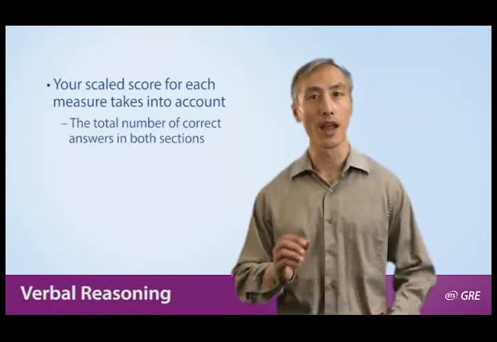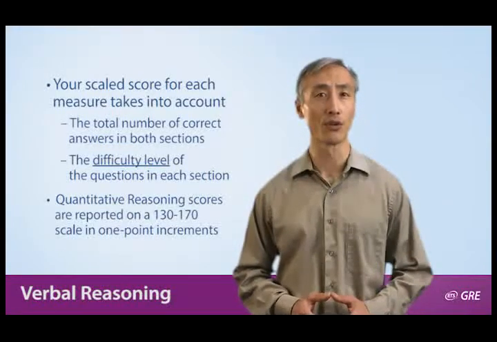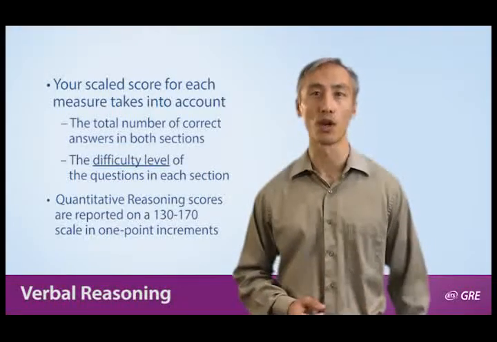Your scaled score on the verbal reasoning measure will be based on the number of questions you answer correctly and the difficulty level of the questions, and it will be reported on a 130 to 170 scale in 1-point increments.